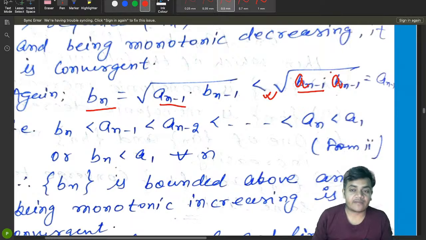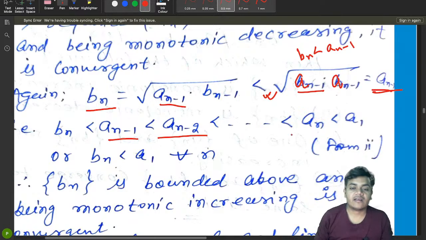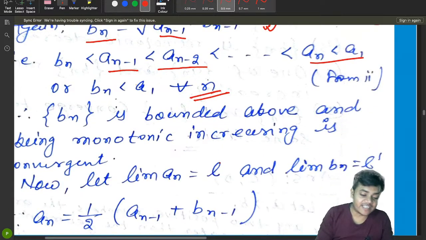And An minus 1 whole square to the power 1 by 2 will become what? An minus 1. So from here it is clear that Bn is less than An minus 1. This is the thing, and we can see it easily. And Bn is strictly less than A1 for all n. So from here it is clear that Bn is bounded above. Okay, Bn is bounded above.